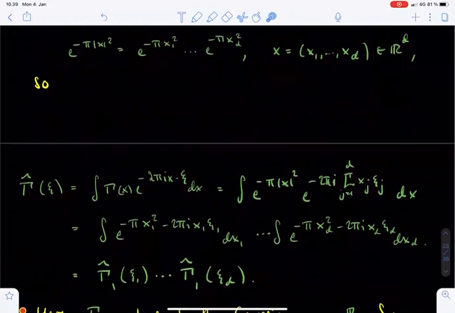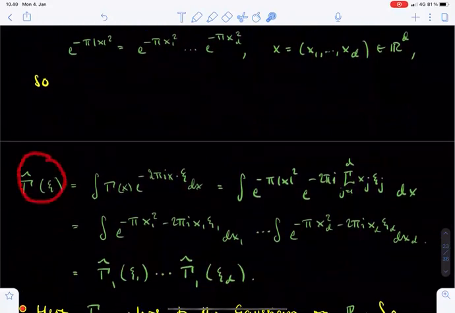This observation allows us to rewrite the Fourier transform of gamma as a product of one-dimensional integrals. First, by definition, hat gamma at xi equals the integral of gamma at x times e to the power minus 2 pi i x dot xi dx.